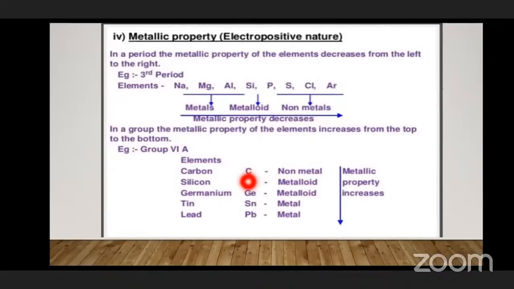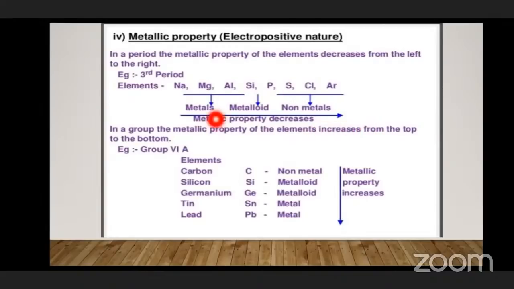Why? Because the distance between the nucleus and the valence shell has an especially major impact. The major impact is what? The distance between the nucleus and the valence shell. Because of that reason, we can explain how the metallic property varies in the groups as well as in the periods.